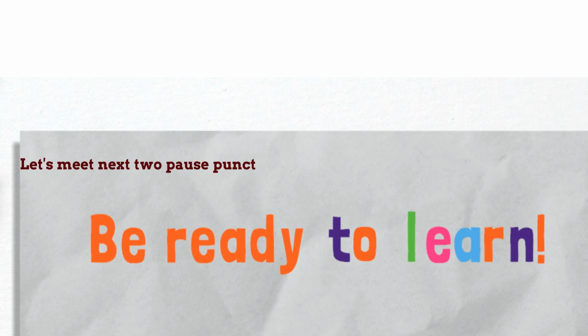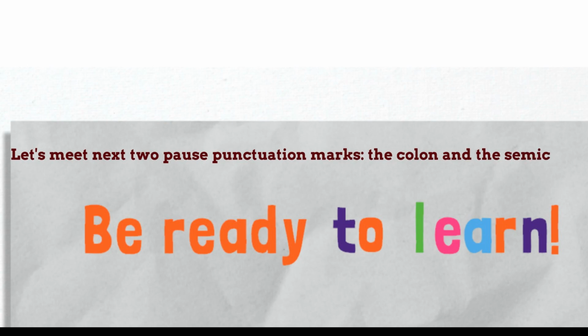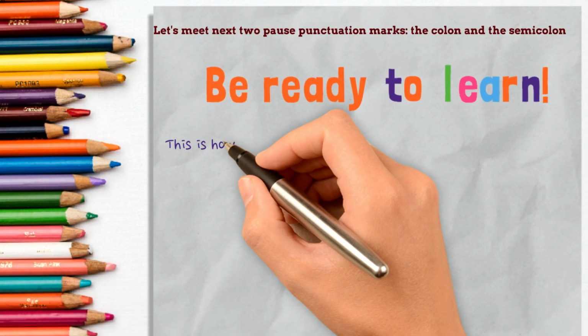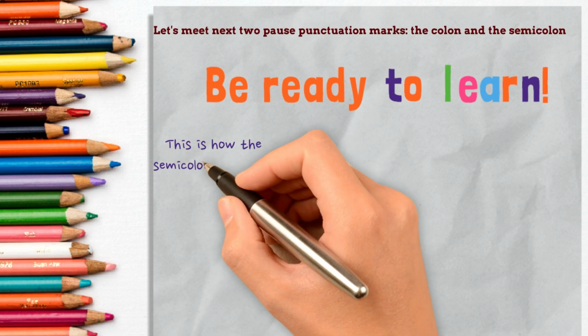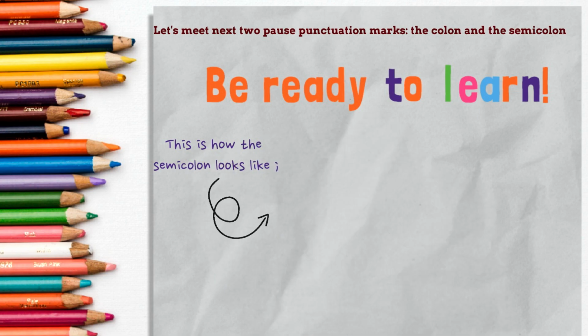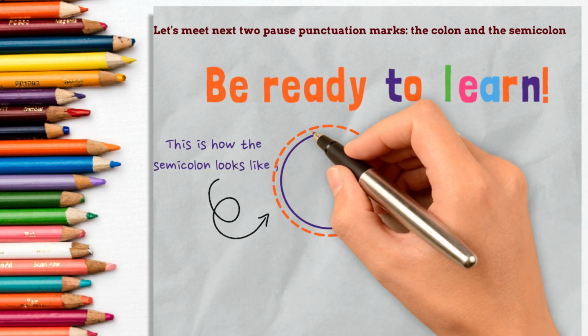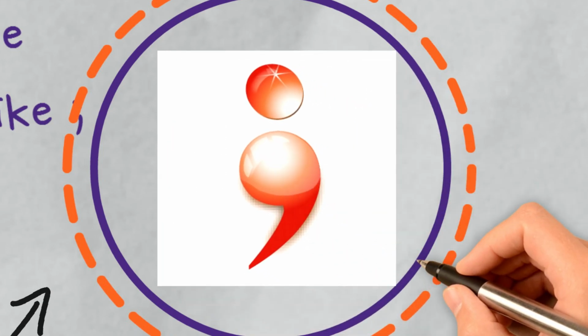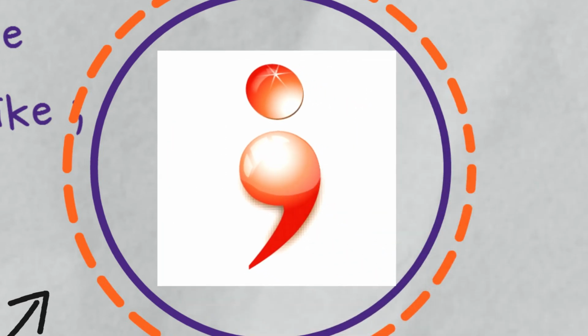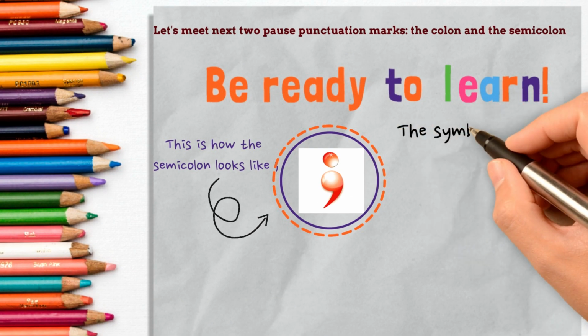This lesson is the third in the series of lessons on punctuation marks in English. Be ready to meet the next two pause punctuation marks, the colon and the semicolon. How does the semicolon look? Just look at this symbol. There are two punctuation marks put together, a dot or a period floating above a comma. That's a semicolon. The word semi means half.